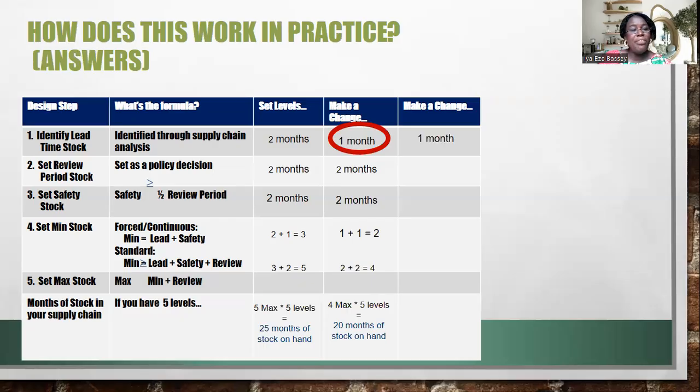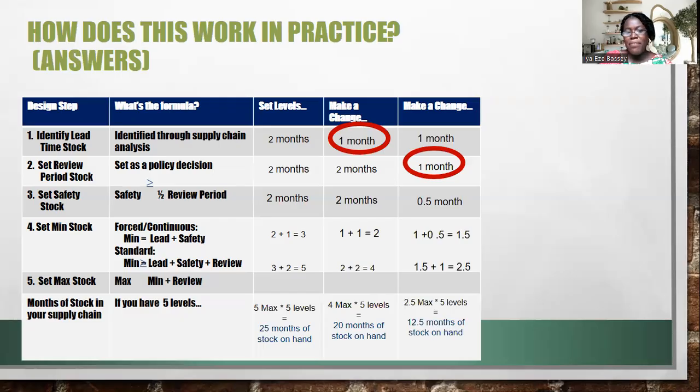So we could now maintain the lead time stock at 1 month, but reduce the review period to 1 month. Our safety stock now becomes half a month. Our minimum stock, 1.5 months. Our maximum stock, 2.5. And then if you have 5 levels, you have 2.5 months of maximum stock at 5 levels, giving you about 12.5 months of stock on hand. And I think that is acceptable.